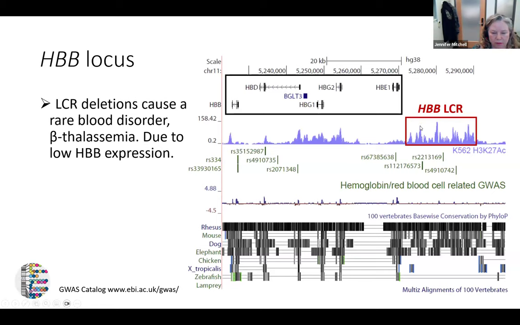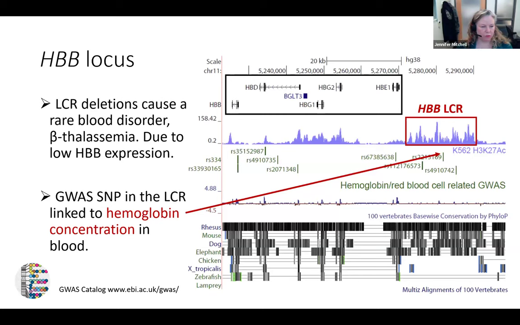And this is a number of open chromatin regions bound by different transcription factors that together regulate the high level expression of the beta globin genes in different contexts throughout development. And this locus control region was first identified because patients with a rare beta thalassemia blood disorder, which presents as an inability to express beta globin at high levels, actually didn't have any mutations or issues with their gene sequence, but had deletions in this locus control region that was causing low expression of the cluster of beta globin genes.